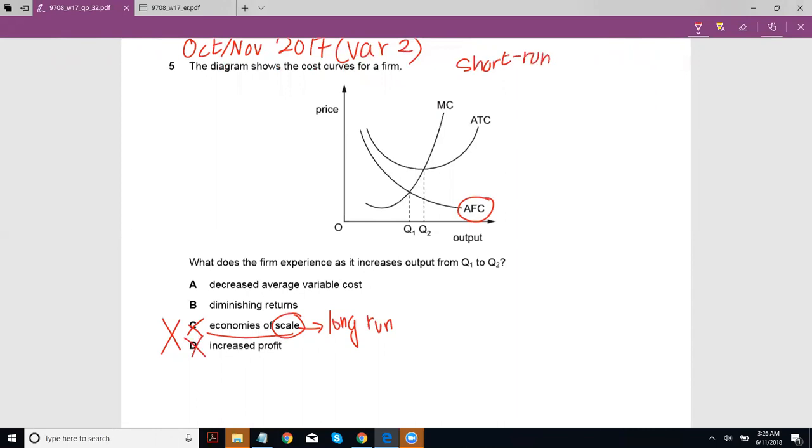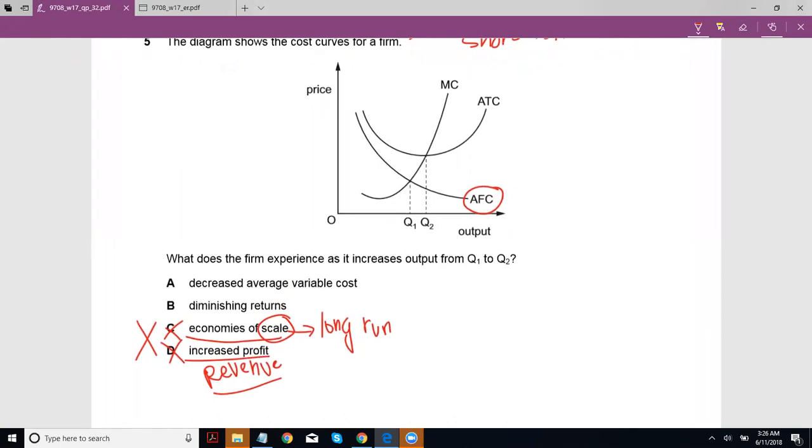You can also cross out D, because for profit, you need to look at stuff like marginal revenue as well, or average revenue, and you compare average total cost with average revenue. So basically, you need at least one of the revenue curves. Without those, you can't really figure out whether or not profit has increased. So you can cross that out as well.